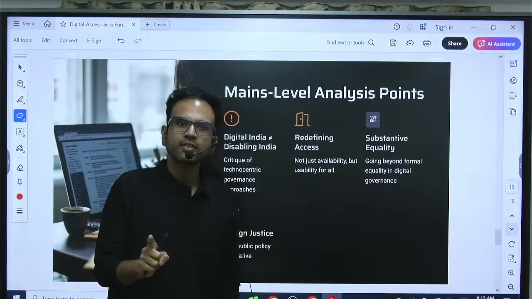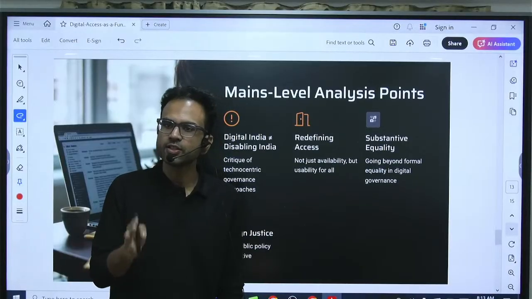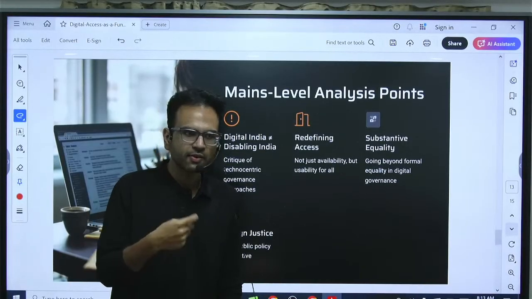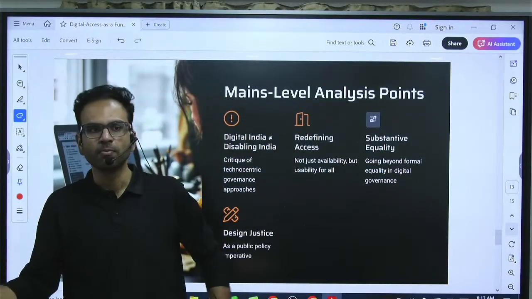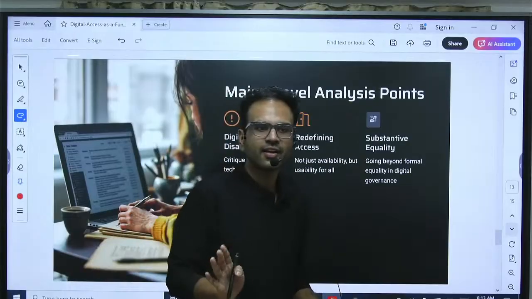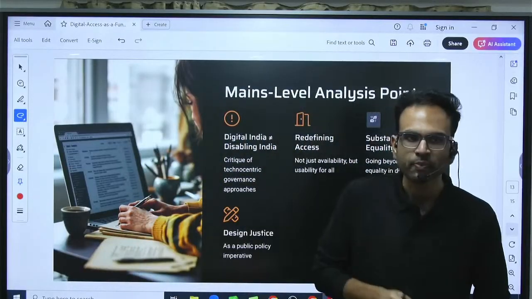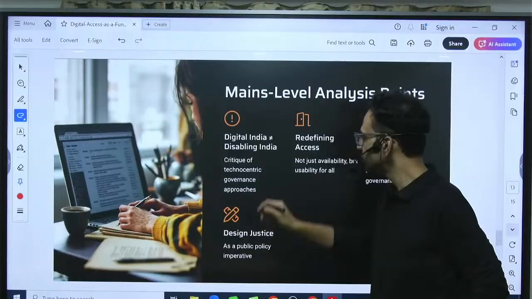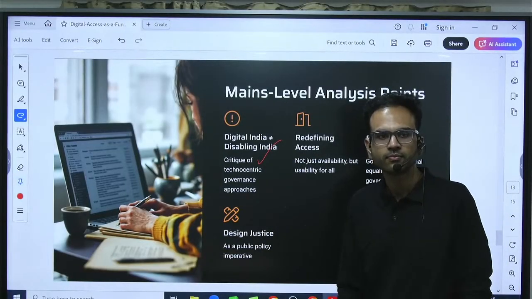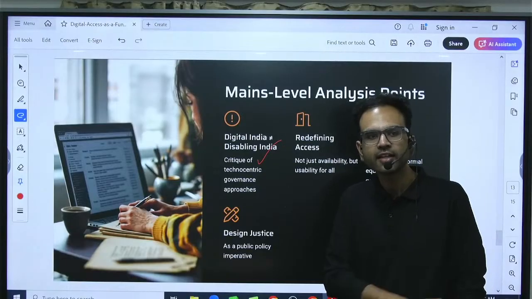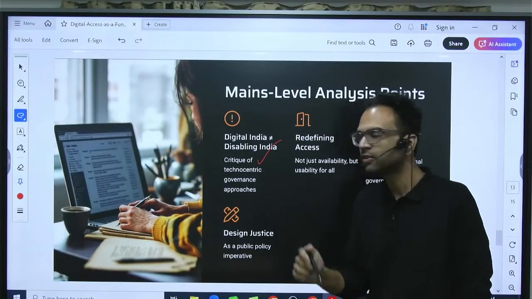The entire 1 hour discussion is about your preparation and understanding, because this is the first time that you are learning about the concept in a sequence. But you don't have this much time to read an article or anything, you need quick notes. So how do you recollect? Say something like this: Digital India cannot be disabling India. You capture the entire idea in a single phrase.